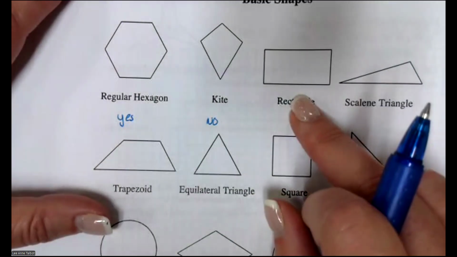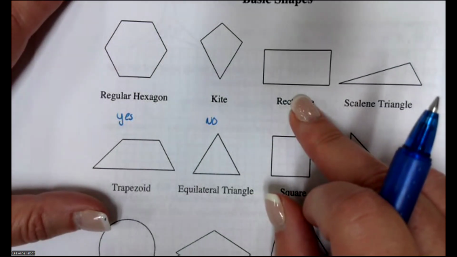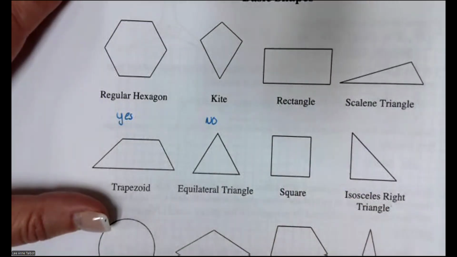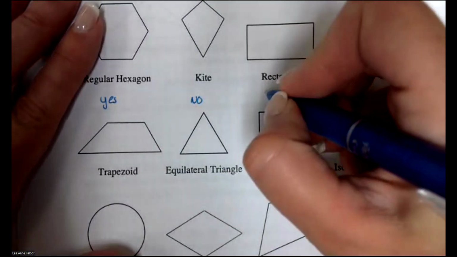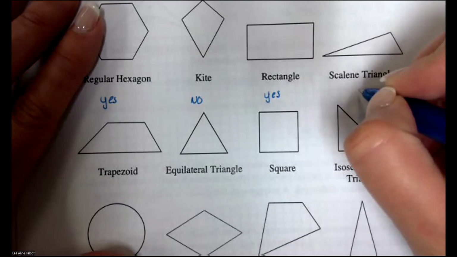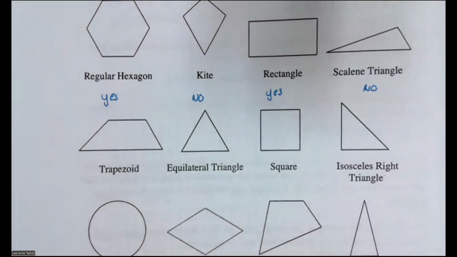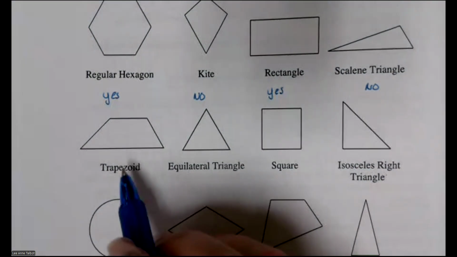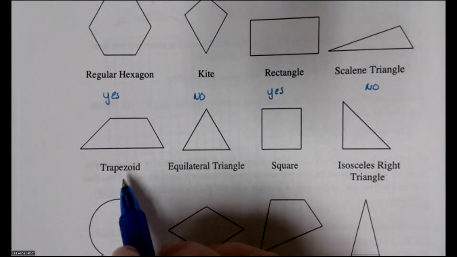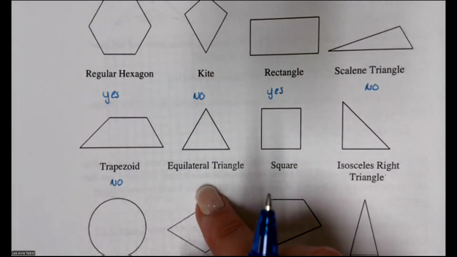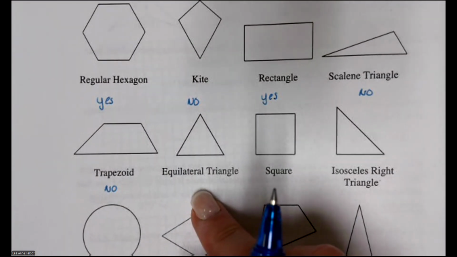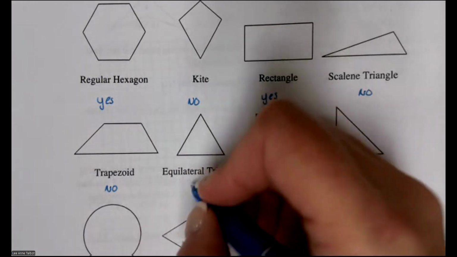What about this guy? What if I turn him all the way upside down? Is he the same thing as he was before? Yep. What about the trapezoid? Nope. Equilateral triangle? Yes.